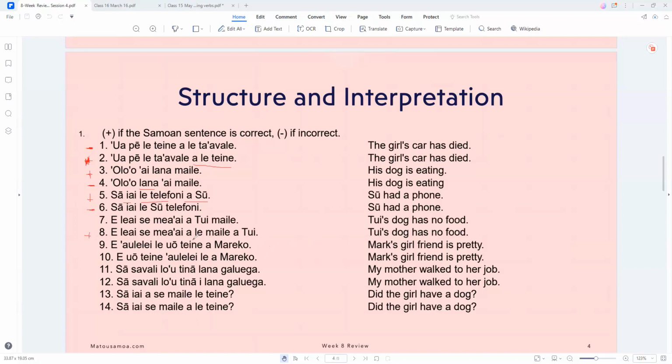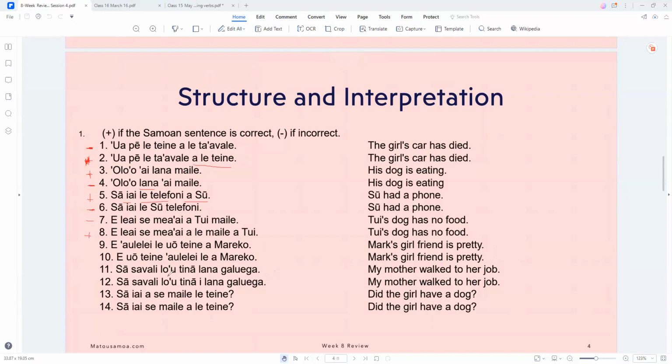Eleai se mea ai le maile. So without or does not have food by the dog, and then Tui. So Tui is the one, it's Tui's dog, and the dog is the one that does not have food. Up here, again, it doesn't make sense. Eleai se mea ai a Tui maile. So Tui is the one that doesn't have the food, and I guess he belongs to the dogs. But yeah, that's incorrect.